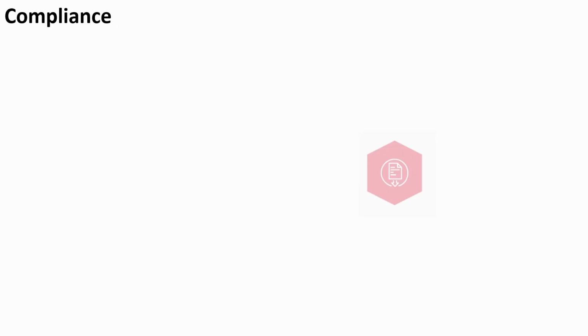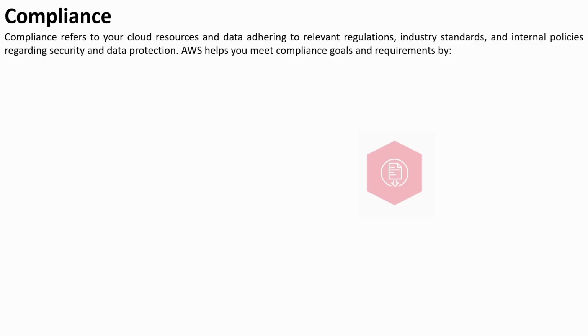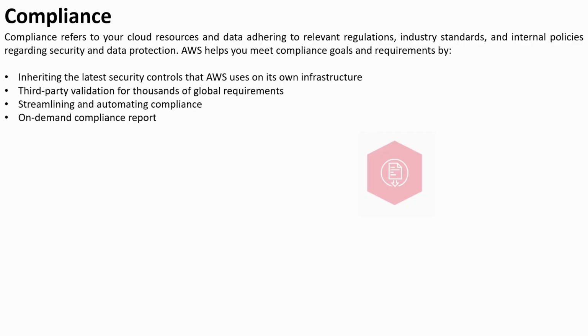After we are done with monitoring and auditing, we need to think about compliance as well. Compliance refers to your cloud resources and data adhering to relevant regulations, industry standards, and internal policies regarding security and data protection. AWS helps you meet compliance goals and requirements by inheriting the latest security controls that AWS uses on its own infrastructure, third-party validation for thousands of global requirements, streamlining and automating compliance, and on-demand compliance reports.